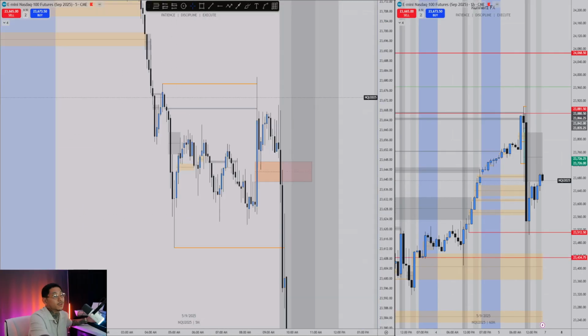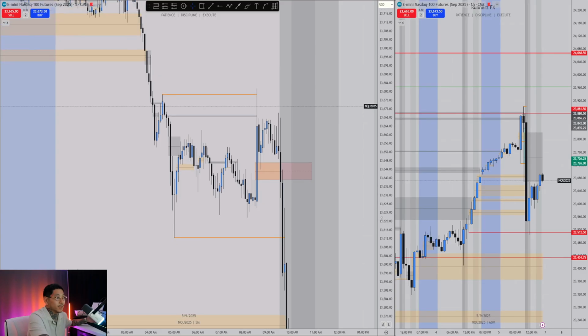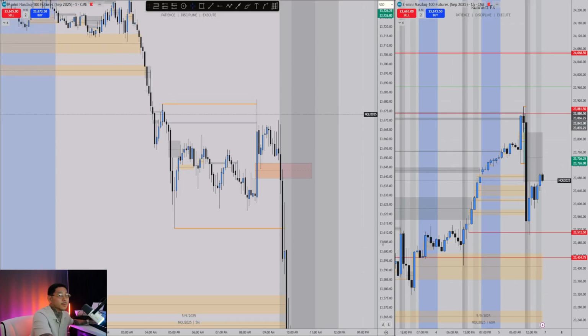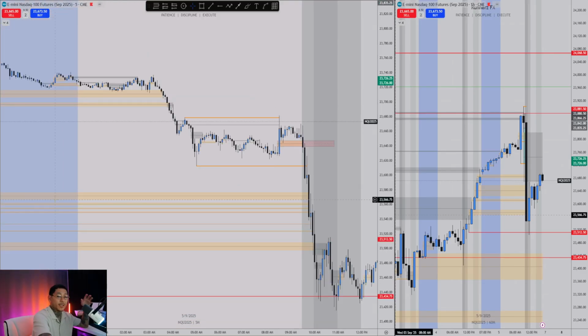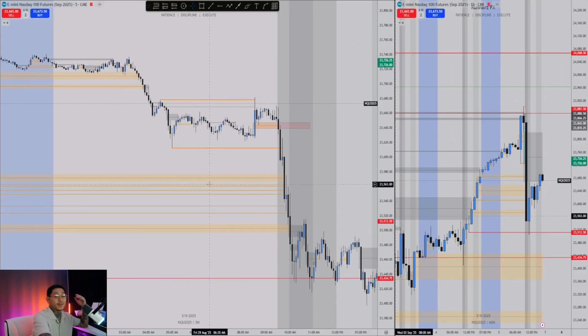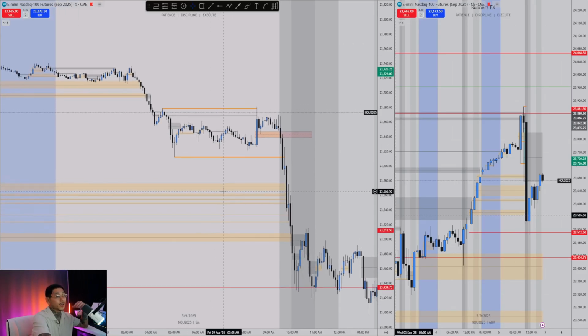All right, so now that you know what PO3 and AMD is, let's look more deeply into the charts and talk about what I need to see to take an AMD setup. Okay, so when you're trying to take an AMD setup, you have to have a narrative behind it, because if you don't, you're not going to know which way it's going to manipulate and which way it's going to deliver to.